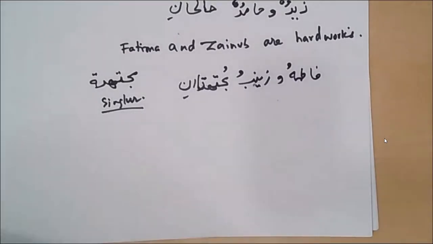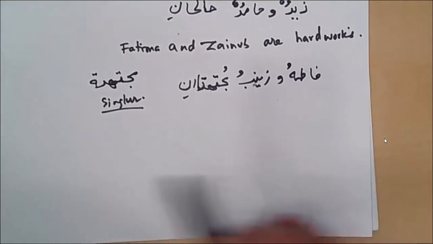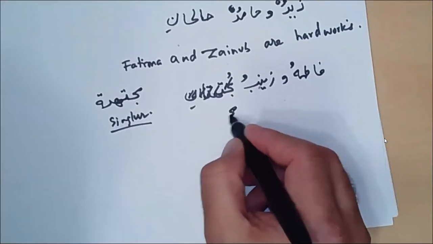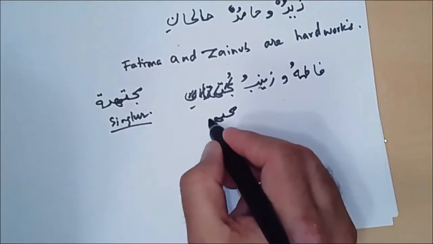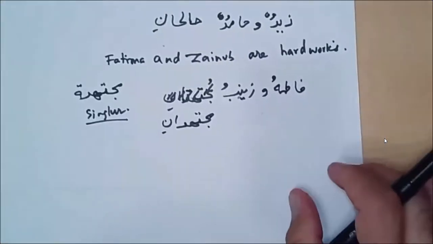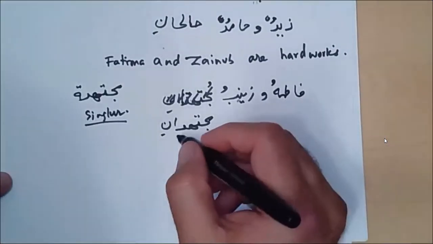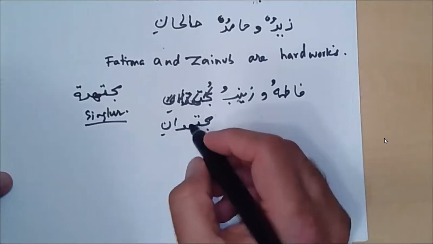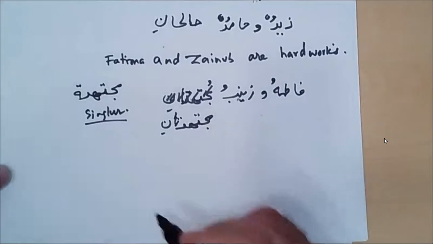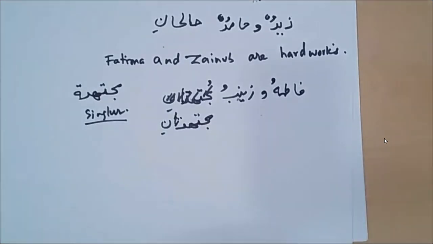Then dal ta alif nun at the end. So it's going to be Mujtahidatani. There is a ta before the Tani. Mujtahidatani. Yeah, maybe like that. Yes. Okay, good. We got it.